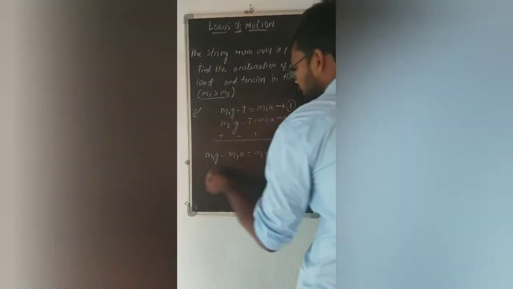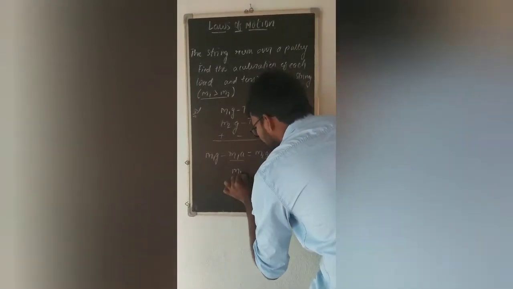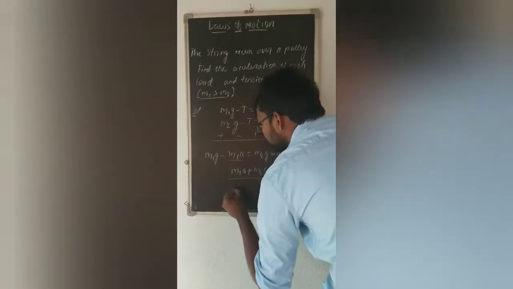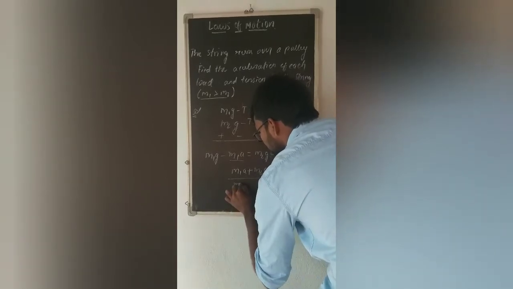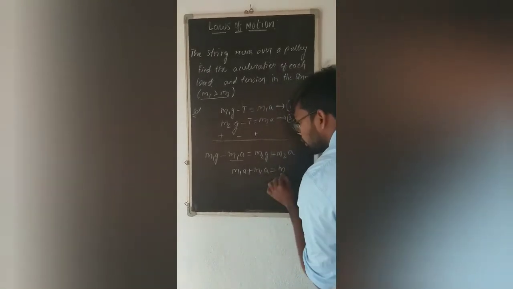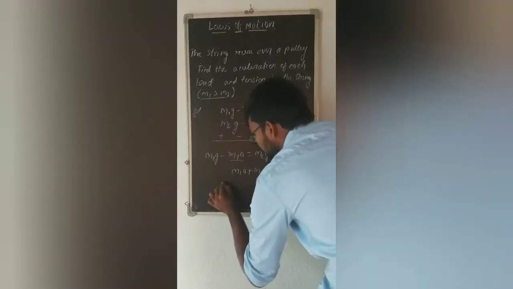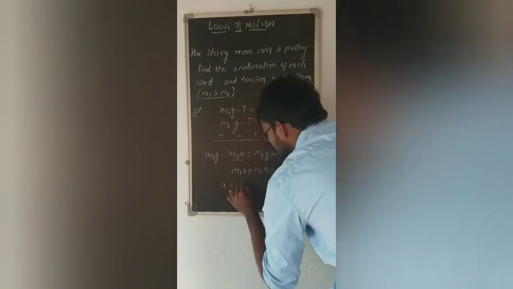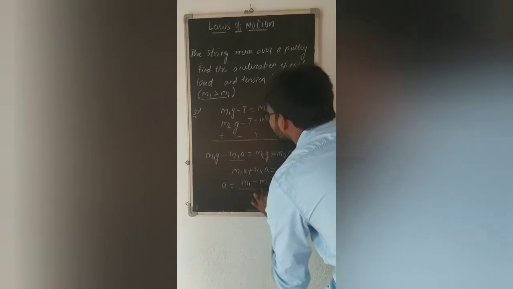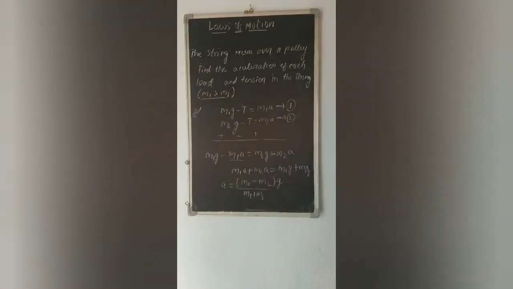Okay. Now bring this equation this side. Take common A. So M1A plus M2A equal to M1G minus M2G. Okay, now take A outside, bring this equation this side. What will happen? A equals (M1 minus M2) by (M1 plus M2) into G. Okay, this will be the equation.